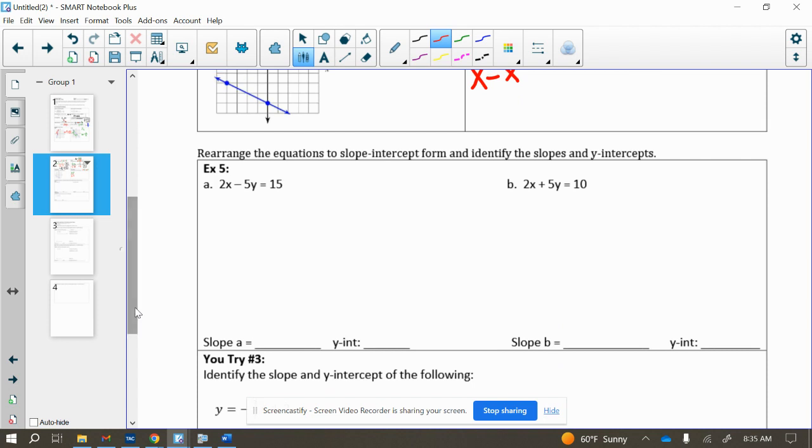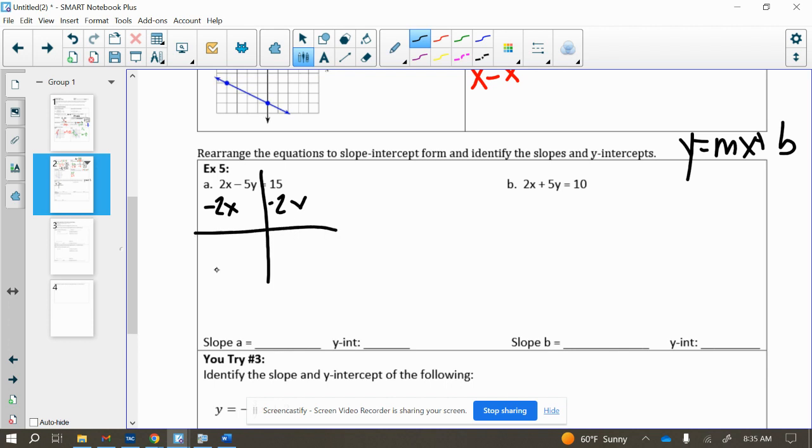Now, part 2 of today is going to be able to look at these lines and identify what the slope and the y-intercept are and how to write the equation of a line. So in order to get the slope and the y-intercept, we want to start by getting this in y equals mx plus b format. So notice on this one, we start by rewriting this so that we can get y by itself.